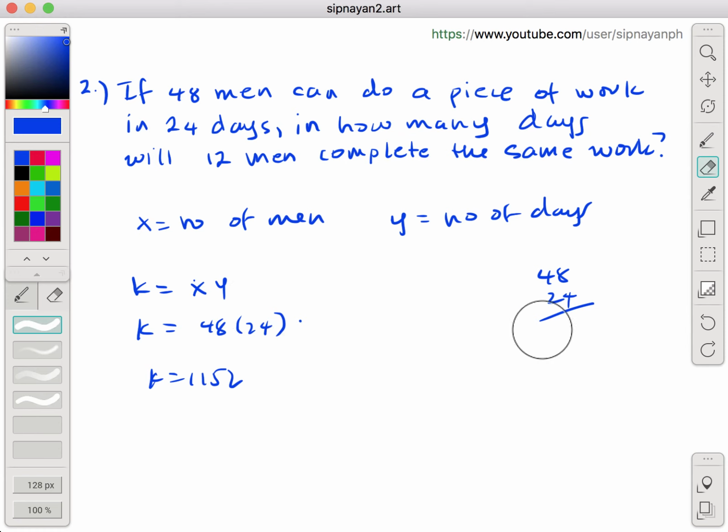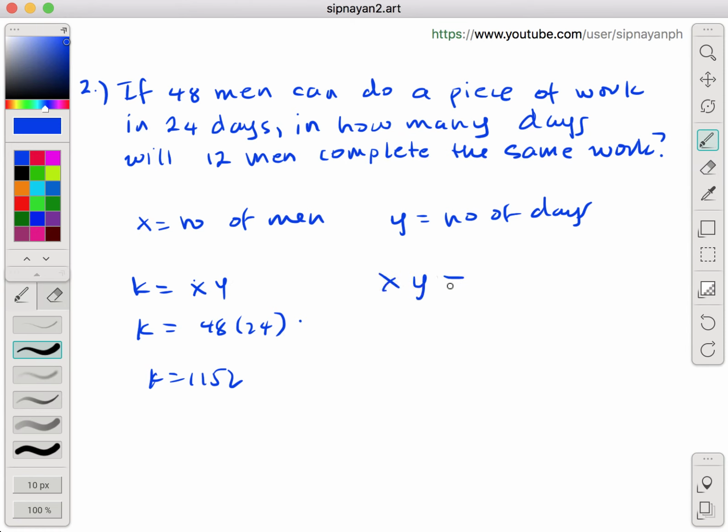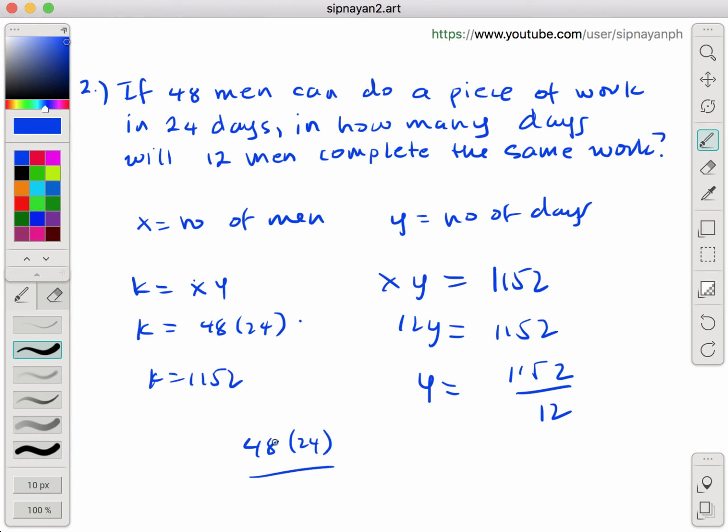Meaning, we substitute 1152 dun sa K, no? Well, xy equals K. 1152 and 12 men, x natin is 12y equals 1152. And y equals 1152 over 12. So actually, pwede kang bumalik dito na 48 times 24 over 12. This is 1152, di ba?